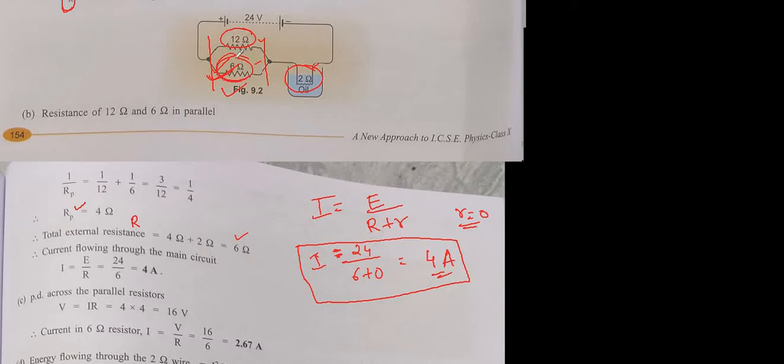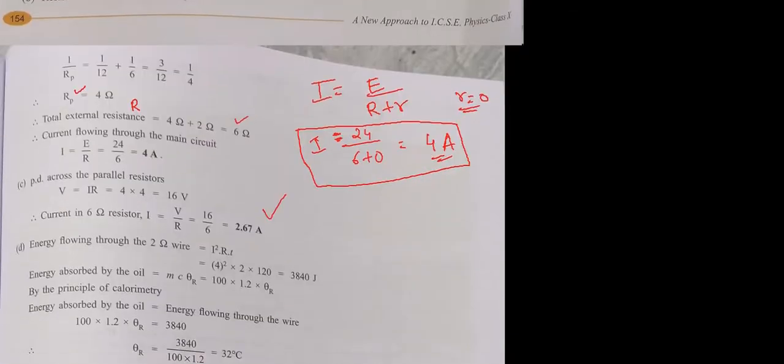Now from the 6 ohm resistance we have to find out I. So I is equal to what? V upon R. The potential difference in the parallel is 16 and the resistance through which it is going to pass is 6. So it is how much? 2.67. I hope you understood this one.